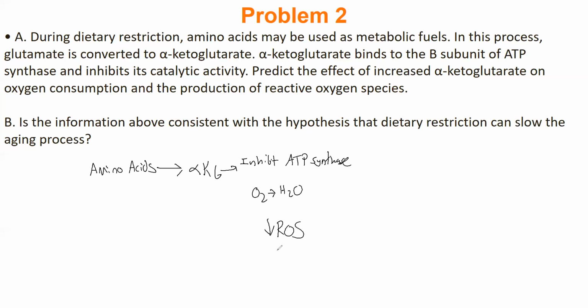Since that's happening, you're not running oxidative phosphorylation as much. Since you're not running oxidative phosphorylation, you're not producing reactive oxygen species. Since you're not making reactive oxygen species, you're not having oxidative damage, the aging process slows down, and we have a longer lifespan. So that's what this question is getting at, and that whole theory in like 20 seconds, of why we see that result.